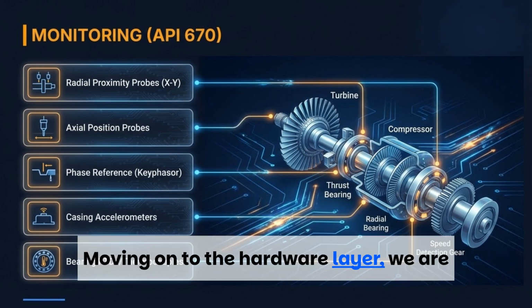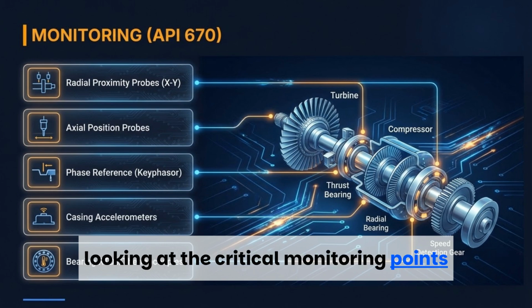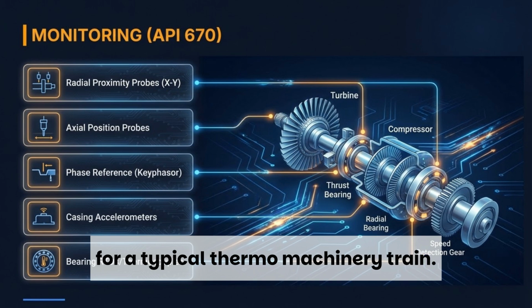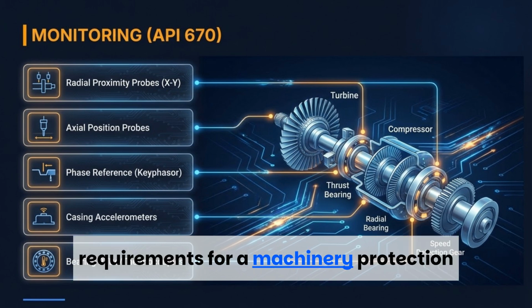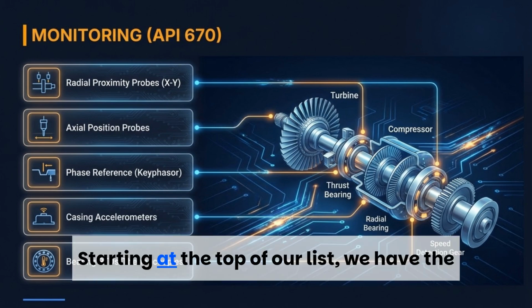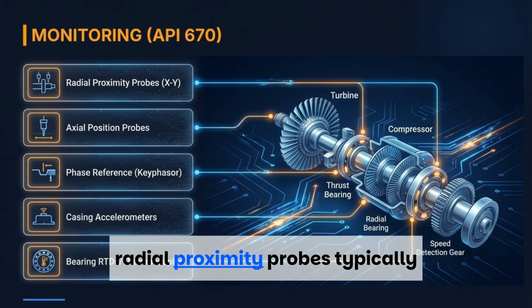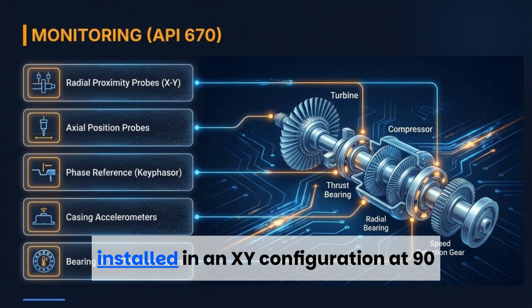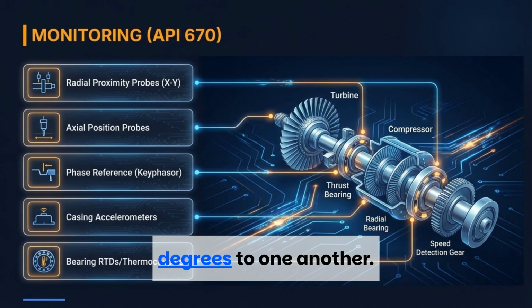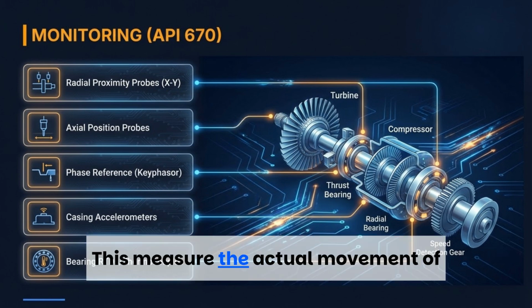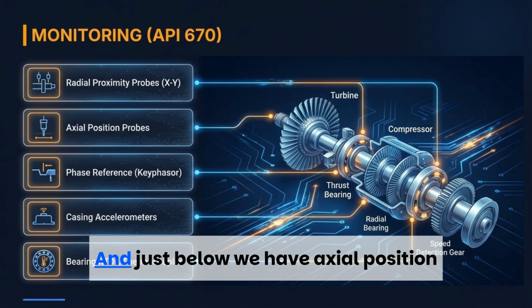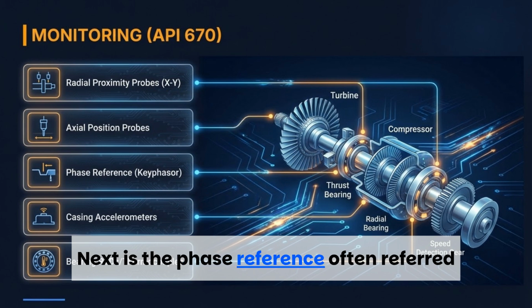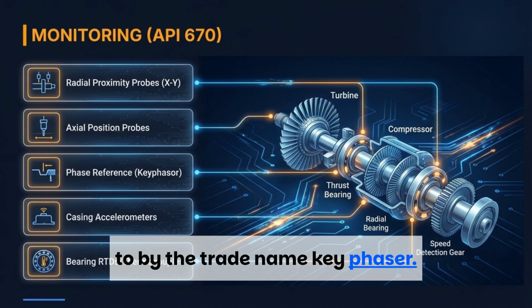Moving on to the hardware layer, we are looking at the critical monitoring points for a typical turbomachinery train. Everything you see here follows API 670, which dictates the minimum requirements for a machinery protection system. Starting at the top of our list, we have the radial proximity probes, typically installed in an XY configuration at 90 degrees to one another. This measures the actual movement of the shaft within the fluid film bearings, and just below we have the axial position probe.